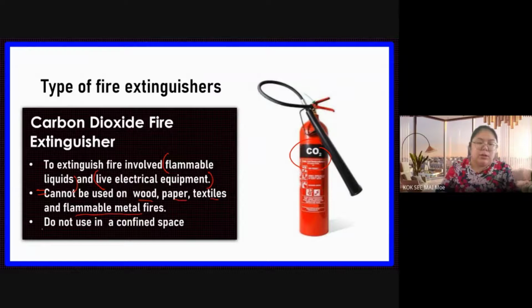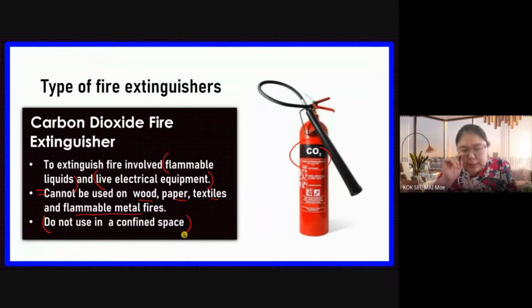Do not use it in a confined space. In a small space, do not use CO2, because CO2 will cause difficulty breathing. If you use more CO2, you will also die quickly. So this is one of the things you need to know.